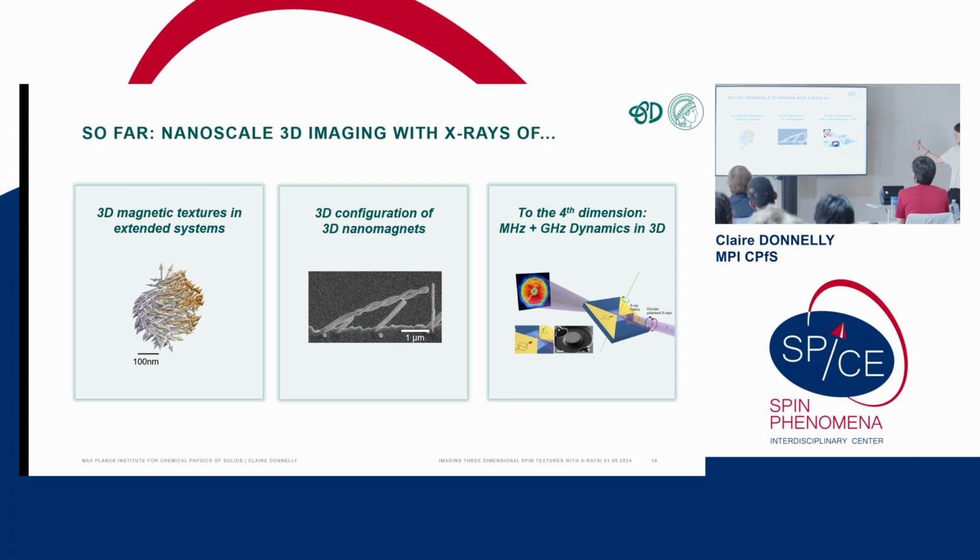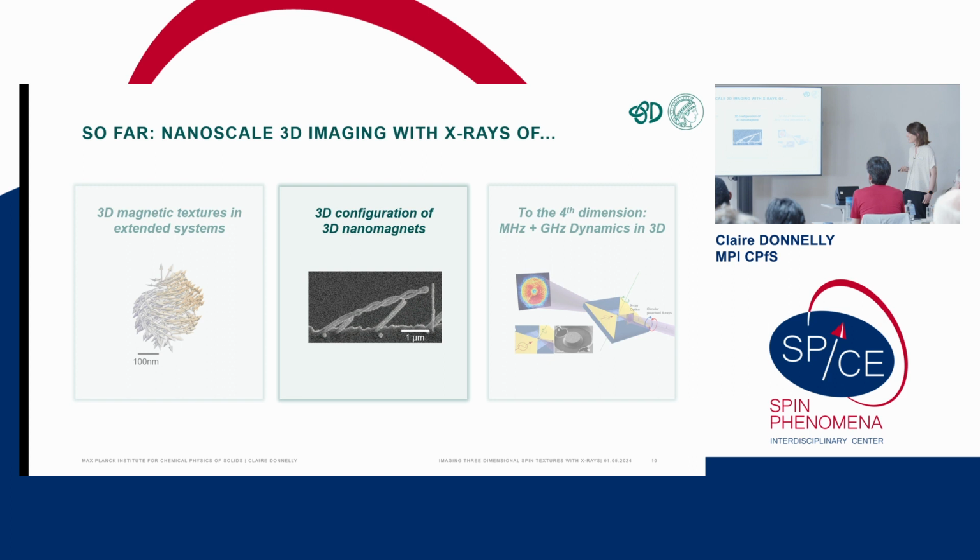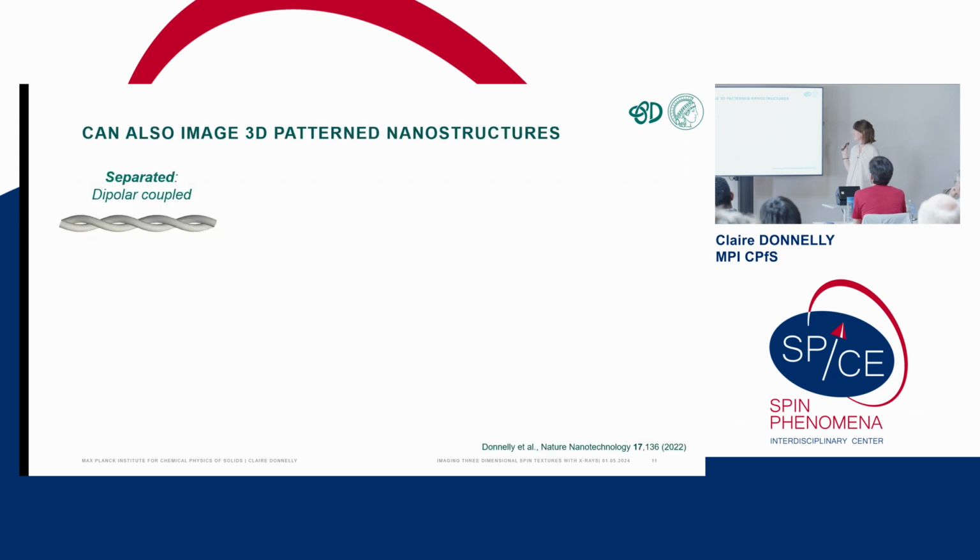Okay, so that's 3D magnetic textures in extended systems. Now let's go from 5 micrometers in size down to about 100 nanometers or below and look at these magnetic double helices that I worked on with Amalio when I was in Cambridge, before moving to Dresden.